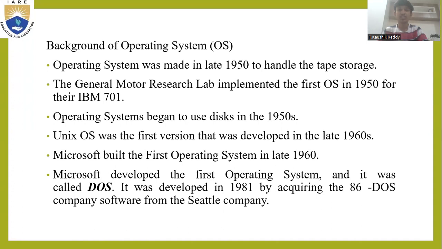Unix OS was the first version that was developed in the late 1960s. And Microsoft built the first operating system, which was called DOS. It was developed in 1981 by acquiring the 86-DOS software from the Seattle Computer company.